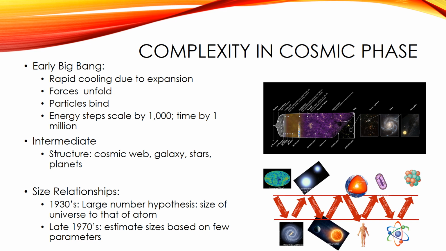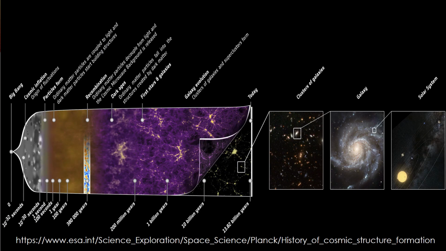So this diagram on the right starts with a Big Bang, and we'll be looking at this middle part here where the structure forms. There also were size relationships, even recognized in the early 1930s when these sizes were first really recognized, that there seemed to be a strange coincidence between the large sizes and the small physical constants. And later in the 1970s, this was more formalized by people like Rees, Press, Lightman, and Carr into estimates of the sizes based on just a few of those parameters.